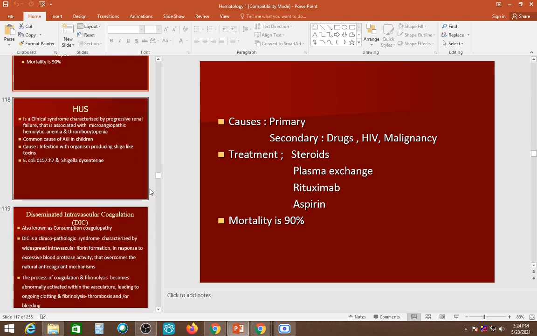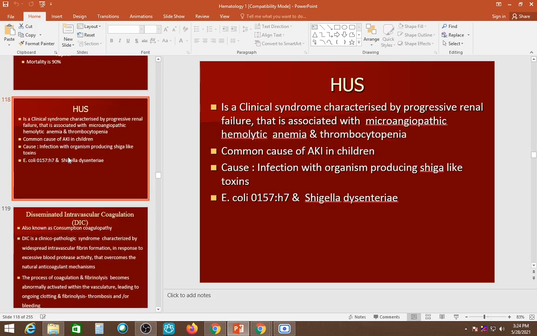So now coming to the HUS. HUS, the full form is Hemolytic Uremic Syndrome. It is a part of the thrombotic microangiopathy. It is a clinical syndrome characterized by progressive renal failure that is associated with hemolytic anemia and thrombocytopenia. It is one of the most common causes of acute kidney injury in children, and the cause is usually infection with organisms producing Shiga-like toxins.